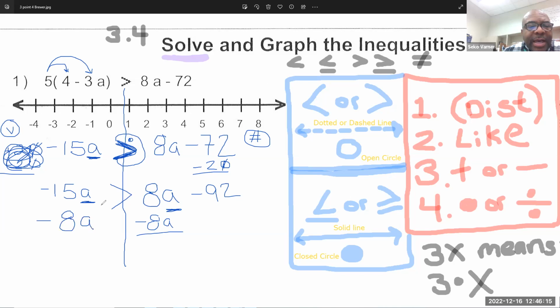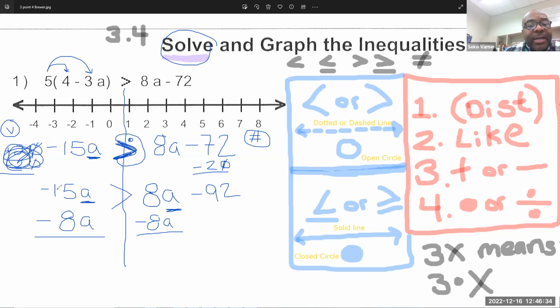Now, we don't know what the A means yet. That's what we're solving for, right? So I want you to understand something. 3x means 3 times x. So negative 15a is really negative 15 times a. But right now, we're going to go ahead and do the mathematics of it.